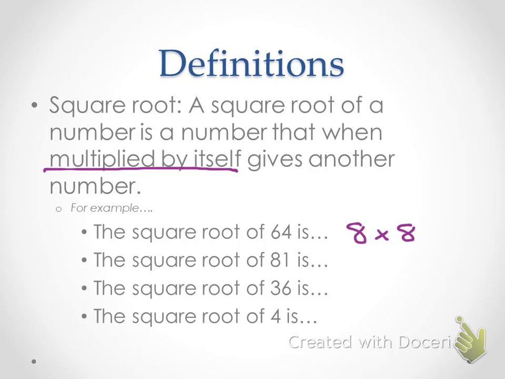What about 81? What is the square root of 81? It's 9. Is it true that 9 times 9 is 81? Yes, ma'am. So I'm multiplying that number by itself, not by 2, but by itself. What about 36, class? 6, and 6 times 6 is 36. What about 4? 2, and 2 times 2 is 4. So the square root of a number is a number that when multiplied by itself gives another number. That's basically what it is.